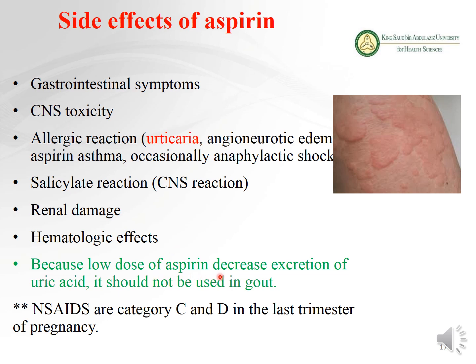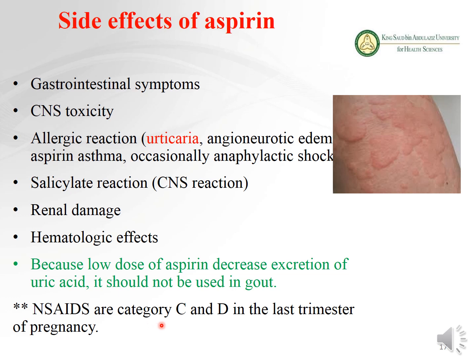Because low doses of aspirin decrease the excretion of uric acid, it should not be used in patients with gout. It will lead to hyperuricemia, an increased amount of uric acid in the blood, and that leads to gout, because in gout we have more accumulation of uric acid in the joints that leads to joint pain.